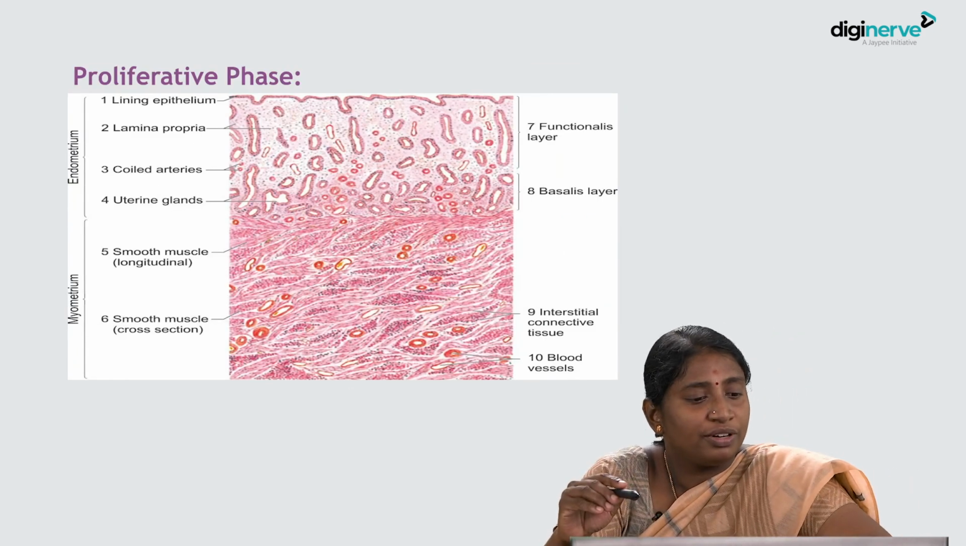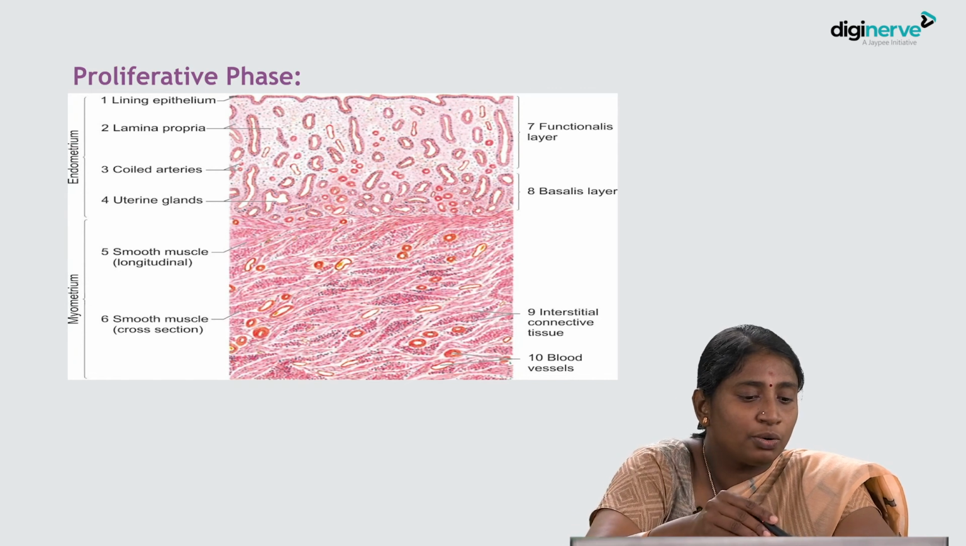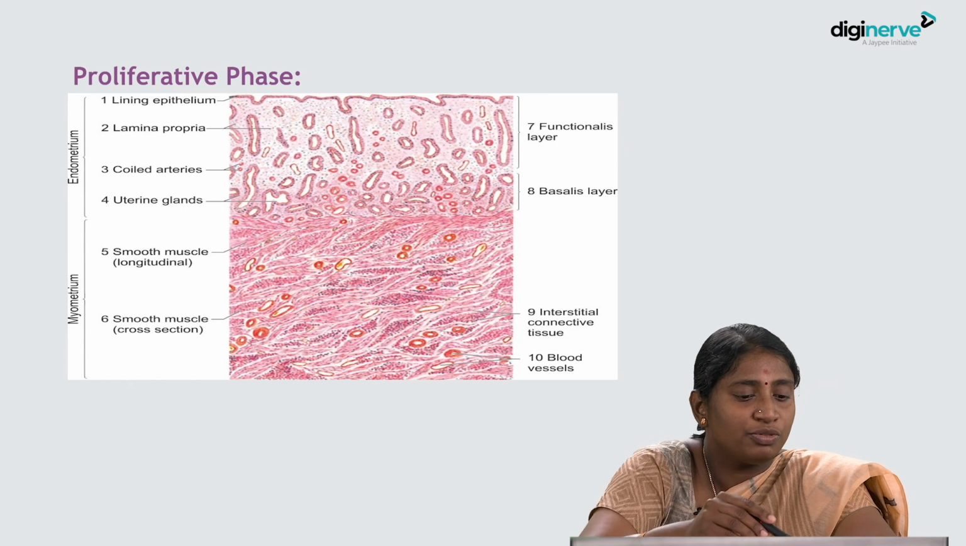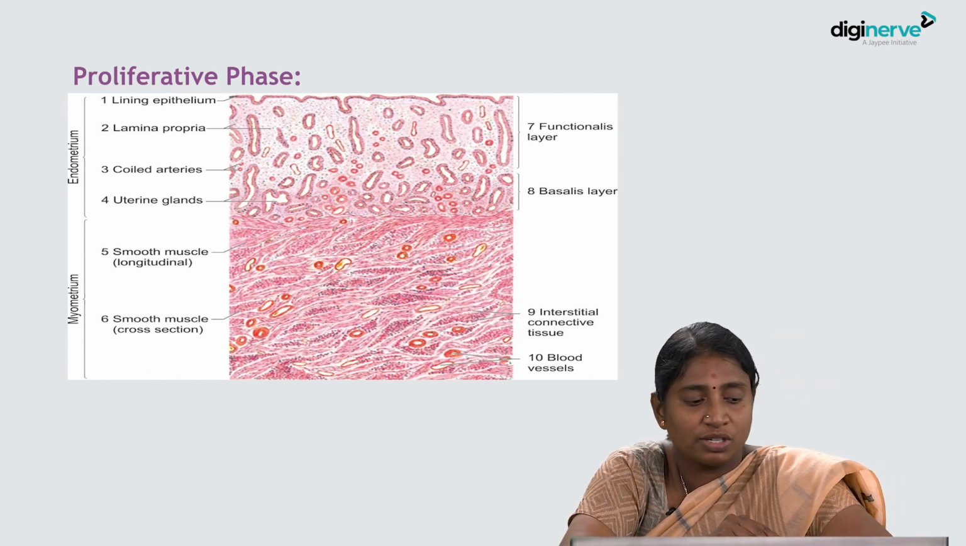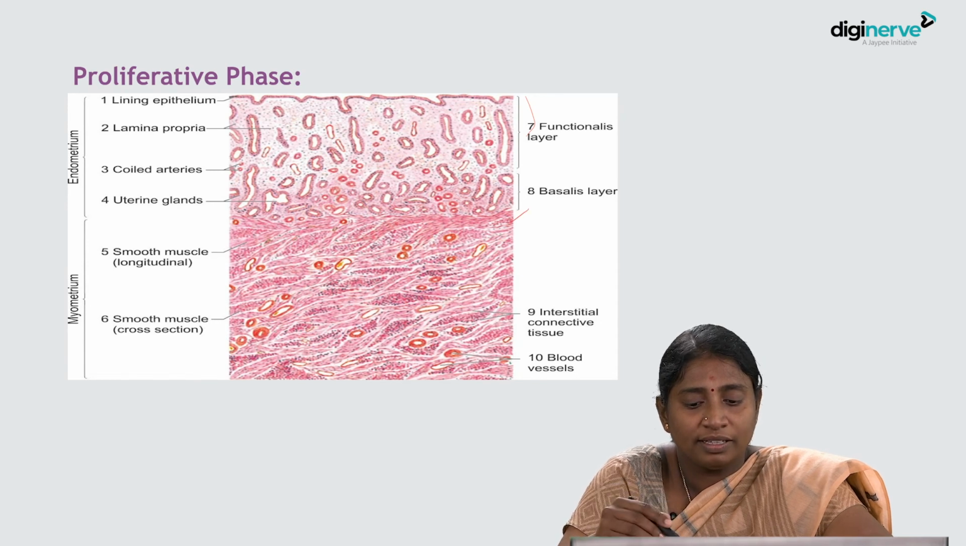It is about the proliferative phase. The lining epithelium, lamina propria, coiled arteries and uterine glands form the superficial endometrium. Smooth muscle and smooth muscle in cross section are seen in the myometrium. The upper layer is the functional layer and the bottom one is the basal layer, and the rest is connective tissue and blood vessels as you go down into the myometrium.